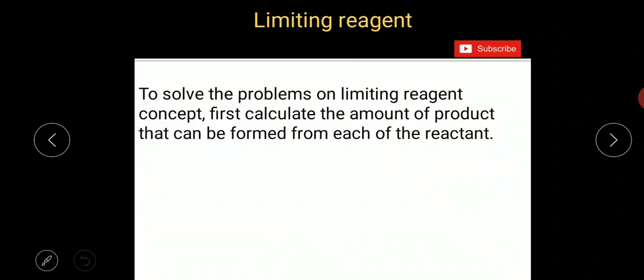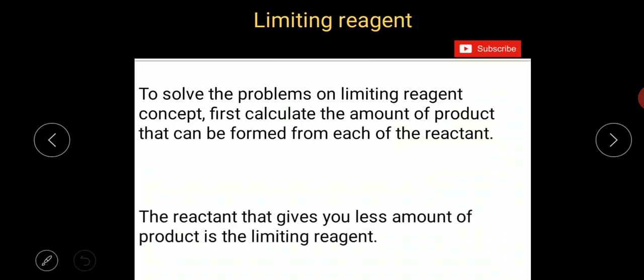To solve this kind of problem on limiting reagent, first we need to calculate the amount of product that can be formed from each of the reactants. Suppose we have 2 reactants in a reaction: from the first reactant, how much product will be formed, and from the second reactant, how much product will be formed. We need to find out how much product will be formed from each of the reactants, and the reactant which gives you less amount of product is the limiting reagent.